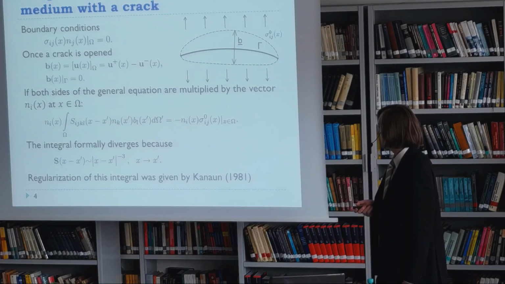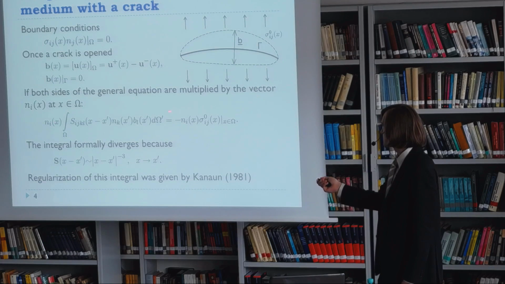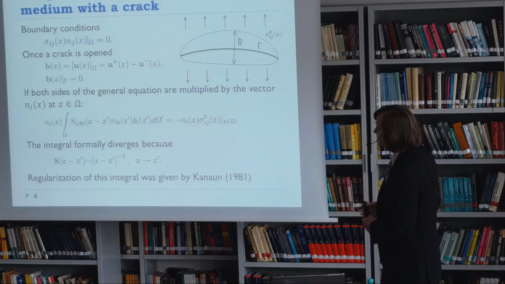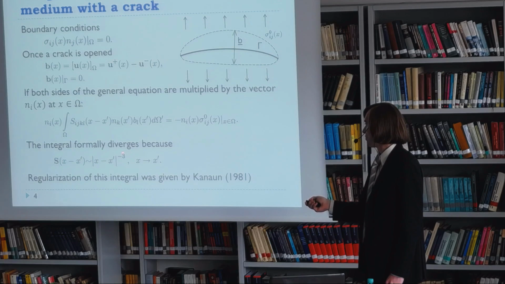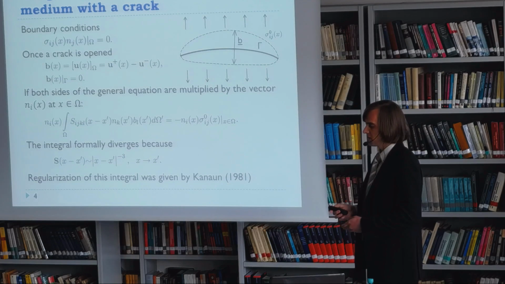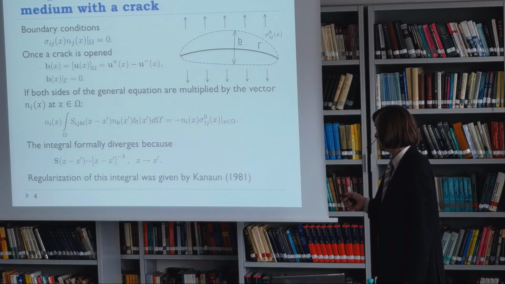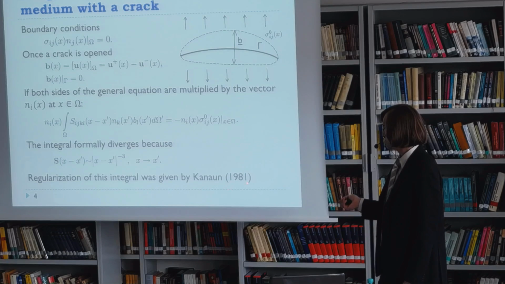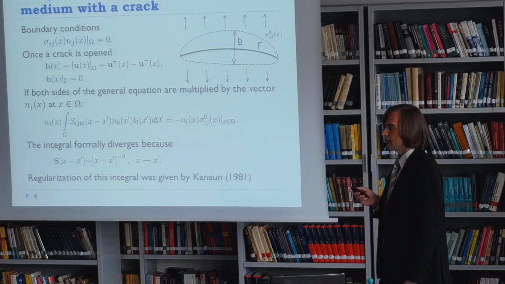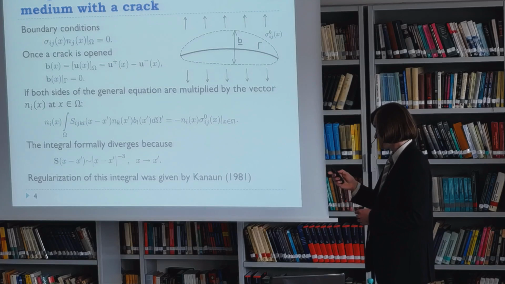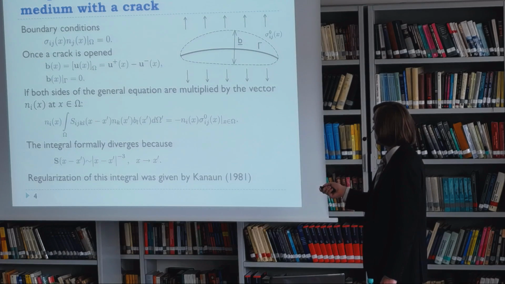It should be noted that this integral would formally diverge, because if x tends to x prime, it is proportional to (x minus x prime) to the power minus three. So we would think that it would diverge. But regularization of this integral was proposed by Professor Kanaun in the 80s. So it's not a major issue in our case. This integral may be regularized without any problem. So this is the equation for cracks.